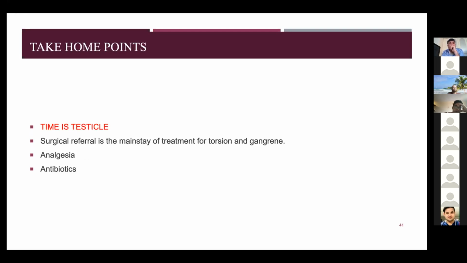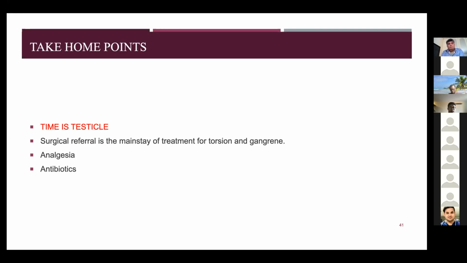So my take-home points are: time is testicle in terms of torsion. Urgent surgical referral should be done, and the subsequent management should never be delayed. Surgical referral is the mainstay of treatment for torsion and gangrene.